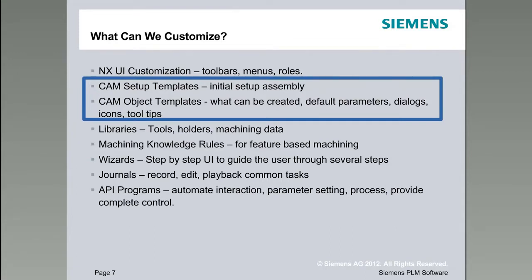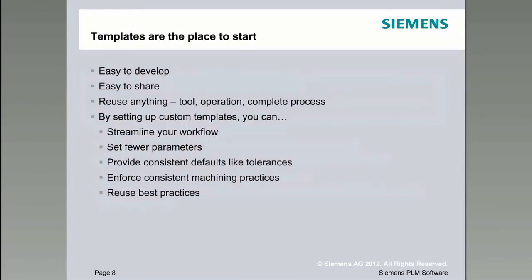And then we have journals and API programs. These are really language-based customization. Journals is just a basic, like a record a macro, recording and playing back a macro. And if you use Microsoft products, it's VB or whatever language you choose. Very simple to customize. And API programs are much more elaborate, for professional programmers. You can do work in that. So lots of options. I think templates are the best place to start for the CAM user.